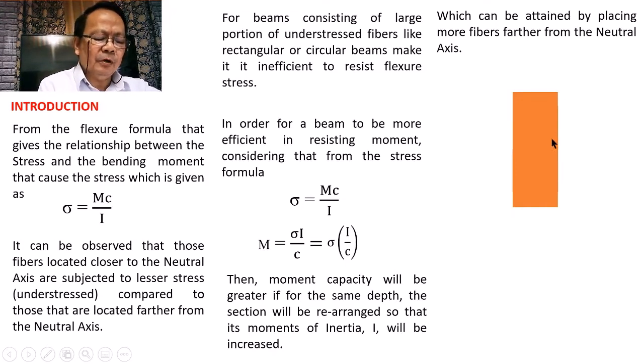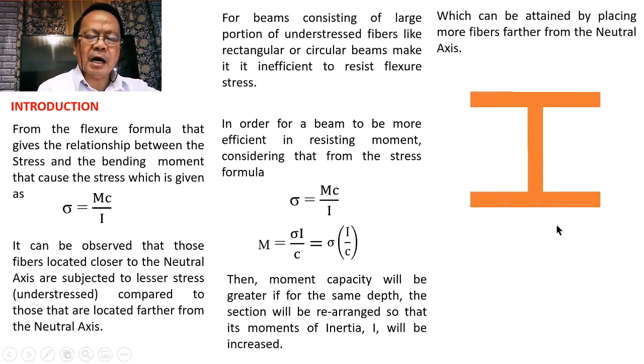What if those fibers that are located closer to the neutral axis shall be placed on a position farther from the neutral axis? Gaya halimbawa na ipapakita ko sa inyo, kunwari, itong section na ito ay ginawa natin ganyan, that there are fibers that are removed from the position closer to the neutral axis and placed farther. So what will happen? Their moment of inertia will be increased. And for the same depth of this section, it will have therefore a larger moment capacity.